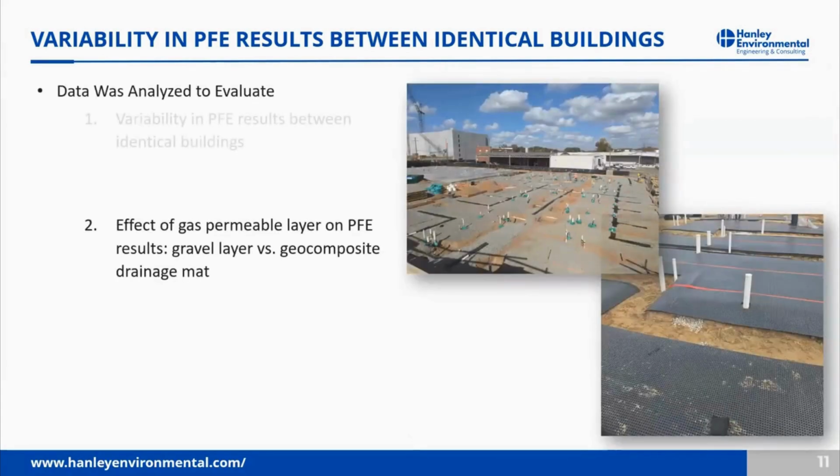Second, we looked at the effect of the gas permeable layer, the material that's used. Typically, you see a gravel. We do at least 4 inches of washed stone. In some of these buildings, we had a geocomposite drainage mat, like a dimple board shown in the lower right. That forms a small void space that can be used as an alternative to gravel. What we found there is the gravel had better performance in terms of vacuum extension, which wasn't a surprise because it has a larger void space compared to the dimple board.